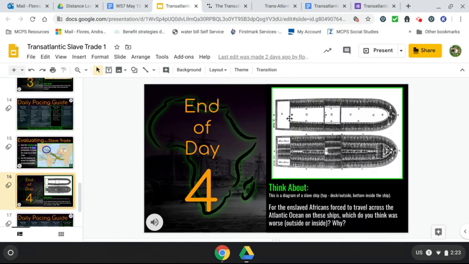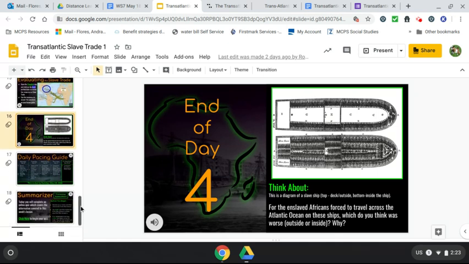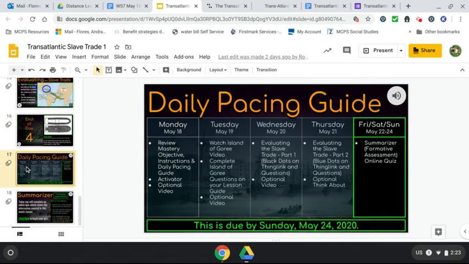And then day 4, there's a think about, and it shows you a diagram of the slave ship and kind of what that actually looked like in terms of how many people they were cramming into these very small spaces. Day 5, or Friday, Saturday, or Sunday, this is where you could take the formative assessment online.